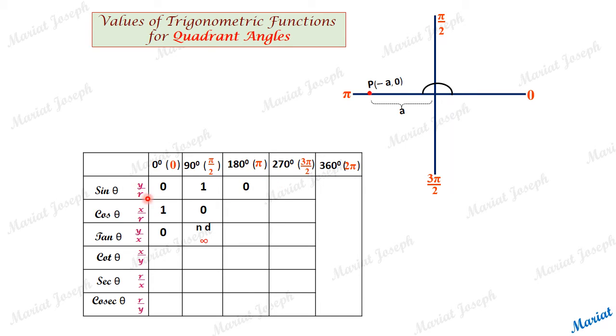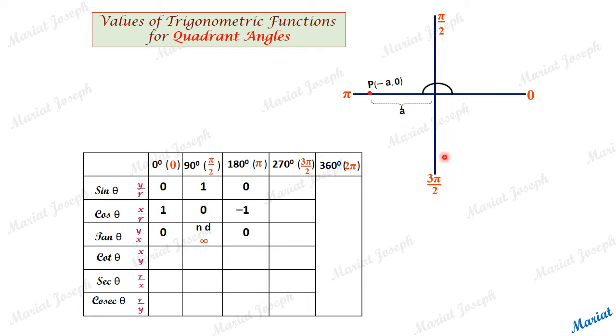Sin 180 is y by r, y coordinate upon r, 0 upon a, 0. Cos 180 degree, cos pi radian, is x upon r, minus a upon a. Minus a upon a is minus 1. So cos 180 degree is minus 1, cos pi radian is minus 1. Now tan 180 degree, tan pi radian, is y upon x, 0 upon minus a. 0 upon minus a is 0. And now the other three by taking reciprocals.